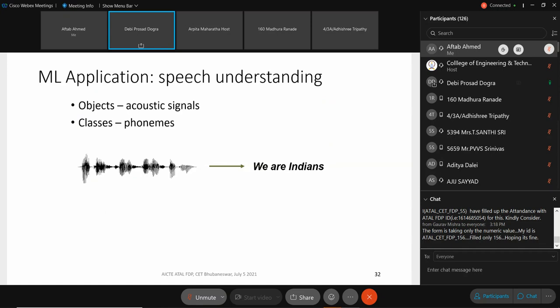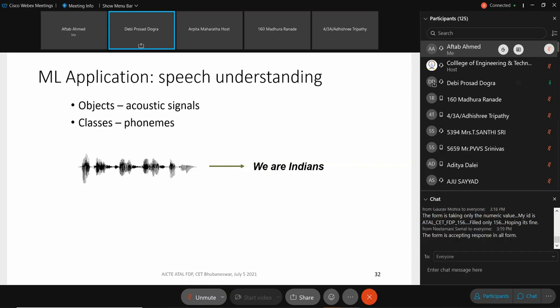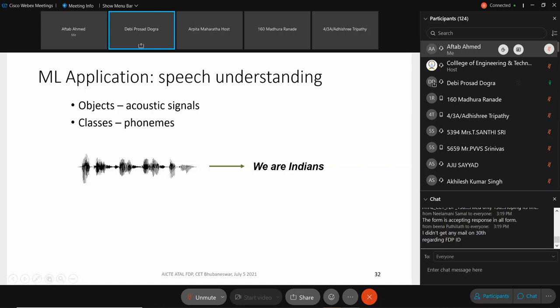ML also has applications in acoustics and speech. We will not go into the details of that part, but I just wanted to give you an idea that it is also used in other domains. Here the objects are acoustic signals, and the classes can be phonemes. For example, the sound on the left side is basically the acoustic signal, and it may lead to a sound which reads like "We are Indians." So these are phonemes.